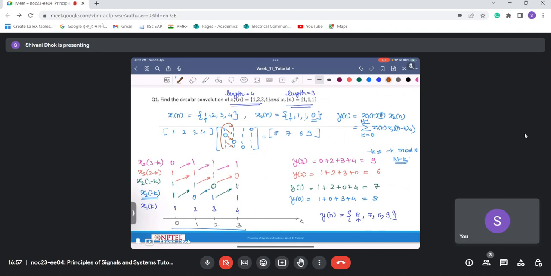And the way you formed the matrix using x2 of n also looks simple. Let us think of rows. You started with 1, 1, 1, 0. Then you have the last one first, 0, 1, 1, 1, and then again circular, 1, 0, 1, 1, and 1, 1, 0, 1. Then just matrix multiplication, you get 8, 7, 6, 9.